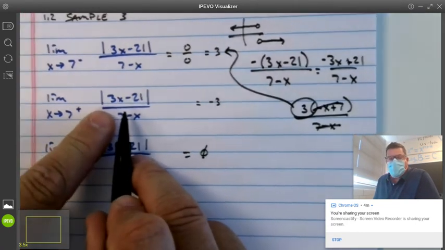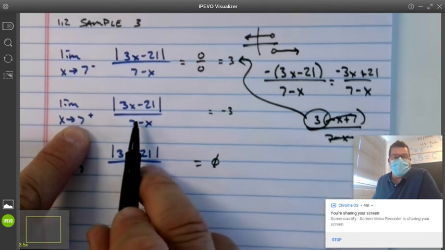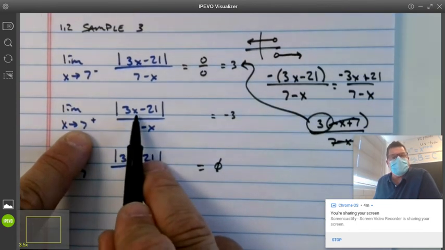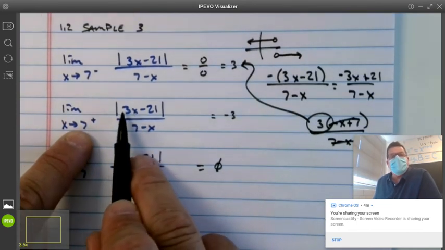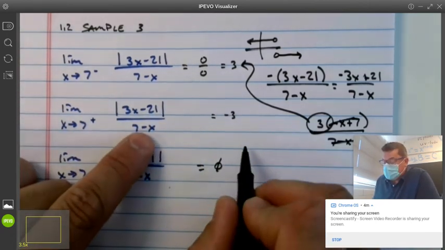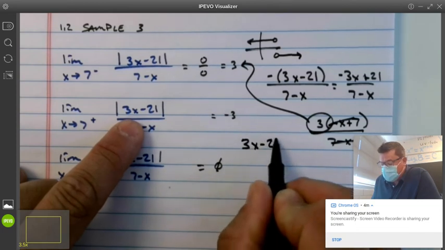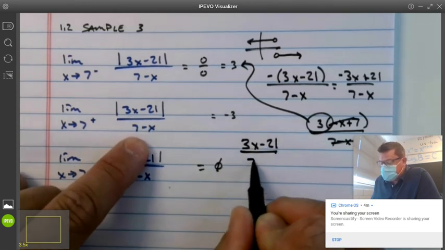Now the algebraic approach for numbers that are coming from the other side of 7, bigger than 7. When you plug in numbers that are bigger than 7, this number here will be positive, and the absolute value bars are inconsequential, so they're not even needed for that. Divided by 7 minus x.